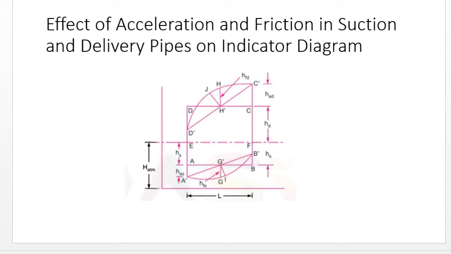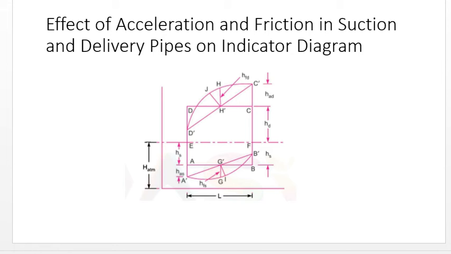Now we will discuss the effect of both acceleration and friction in suction and delivery pipe on indicator diagram. Previously we had discussed the effect of acceleration head on indicator diagram and effect of friction in suction and delivery pipe on indicator diagram separately, but in this discussion we will study what will be the effect of both acceleration and friction in suction and delivery pipes on indicator diagram. With the help of this diagram, you can see the combined effect of acceleration and friction on indicator diagram.